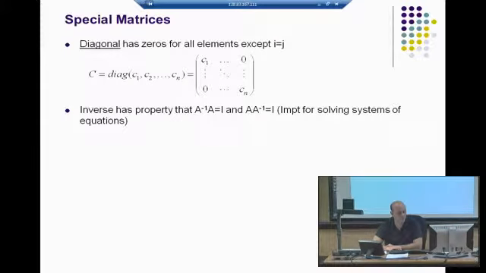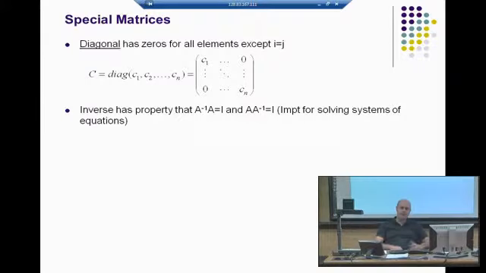The inverse of a matrix has a property that A inverse times A is the identity matrix, and A times A inverse is equal to the identity matrix. The inverse is important for solving systems of equations. The identity matrix, if you don't know, is a diagonal matrix with just ones on the main diagonal. So you just have ones on the main diagonal and zeros everywhere else. That's what the identity matrix is.